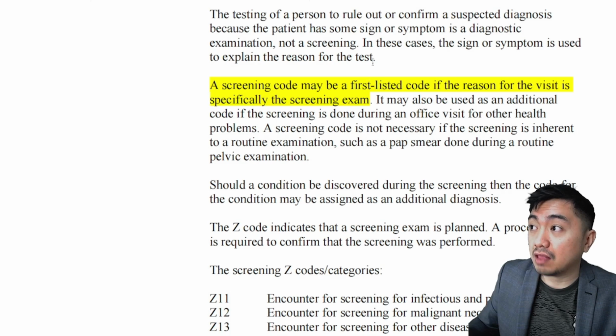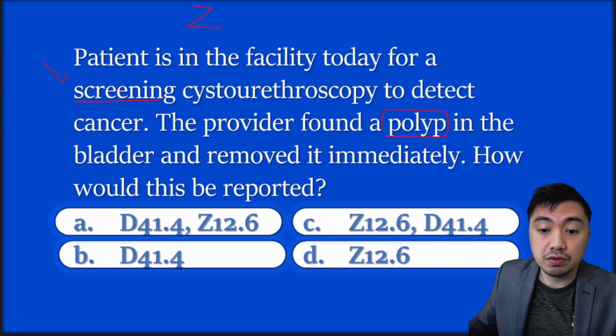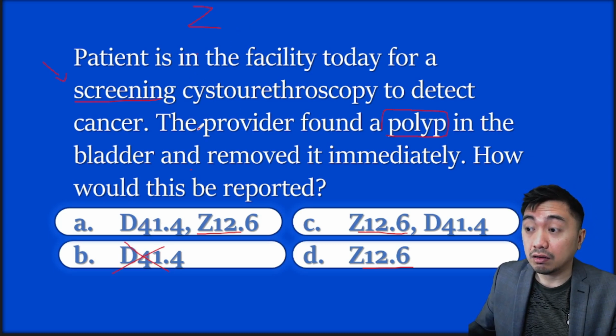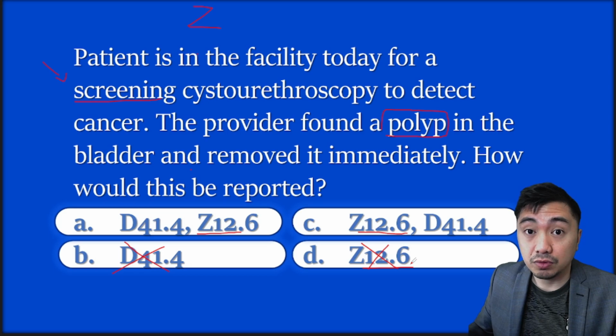So please take note of that, okay? All right. So you have some Z codes here under letter A, C, and D. So you have Z12.6, all right, versus your D41.4 here. So again, if you will check letter B, it's totally out because the reason for visit is screening, right? And you will definitely eliminate letter D because it's a standalone code.